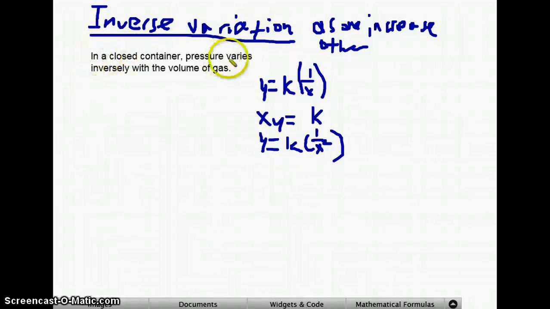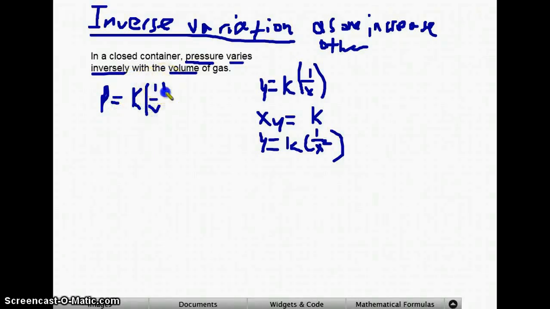In a closed container, pressure varies inversely with the volume of gas. Okay, so pressure varies inversely with the volume. So what we're going to do here is translate this into this equation, which would be P equals k (1 over V). So if I was given any number, I could probably find k and then plug that in and follow the same process that we had before.